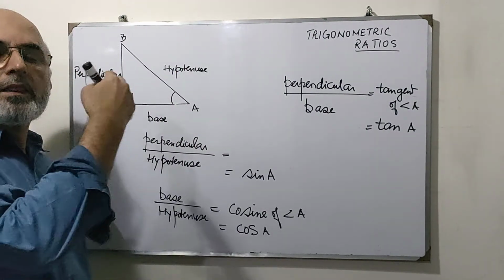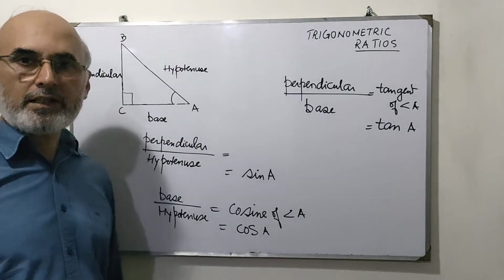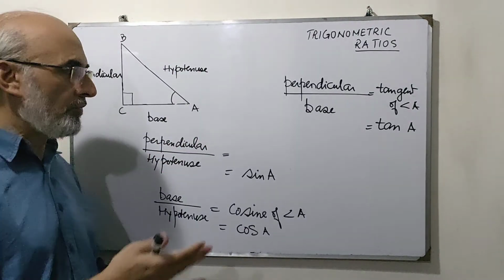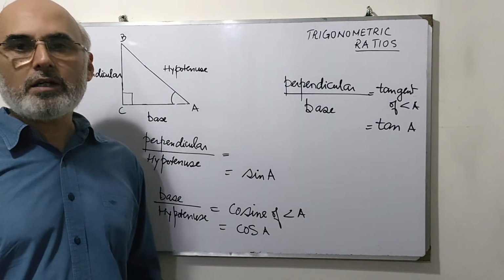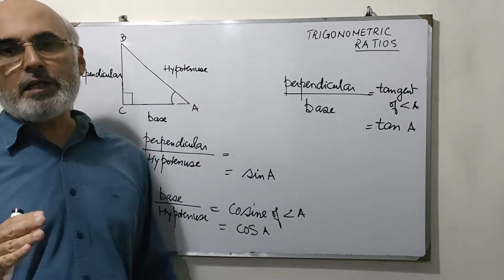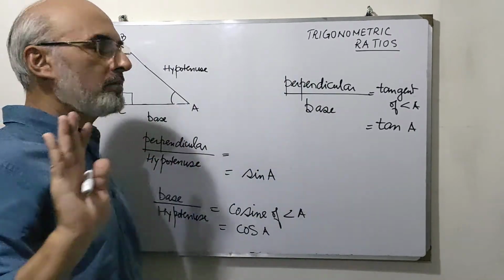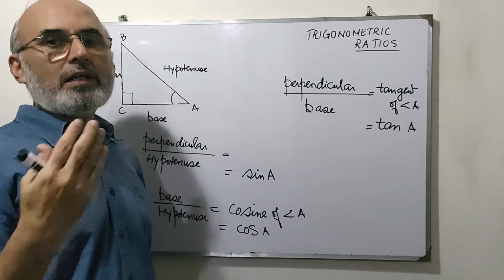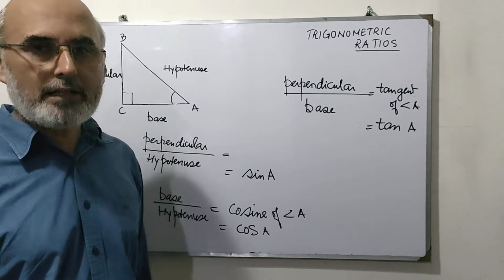So we have ratios using two sides of a right angle triangle, and each ratio has a specific name. There are three more ratios. If we take the reciprocal of these ratios, we're going to have three more ratios. But for the time being, we'll stick to these three ratios, and we'll discuss cosecant, secant, and cotangent later in some session.